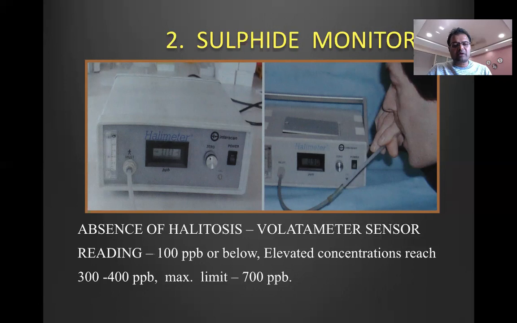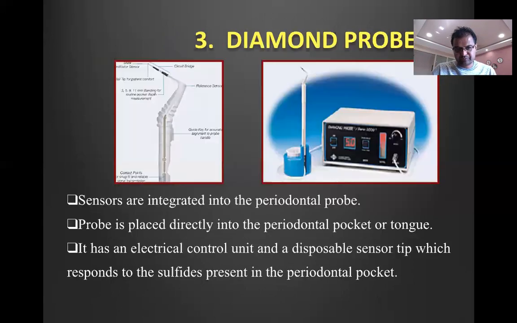Okay, now what is the reading? It's measured in parts per billion. If the patient has halitosis, then the reading would be more than 100. Anything below 100 would be healthy. If it is more than 100, it would be a diseased reading, or the patient has a very frank degree of halitosis.